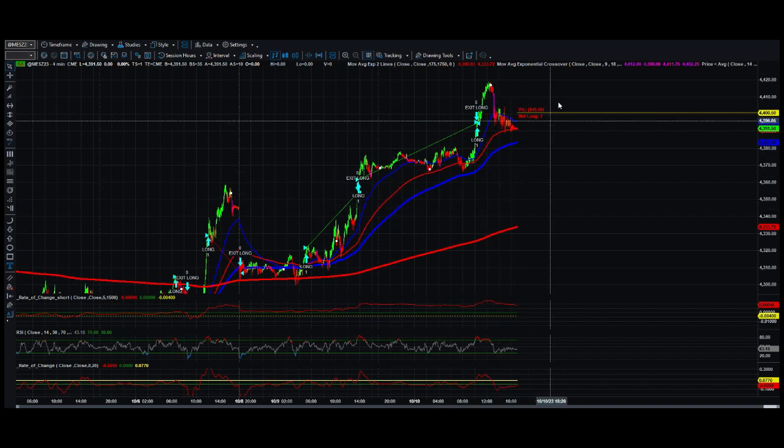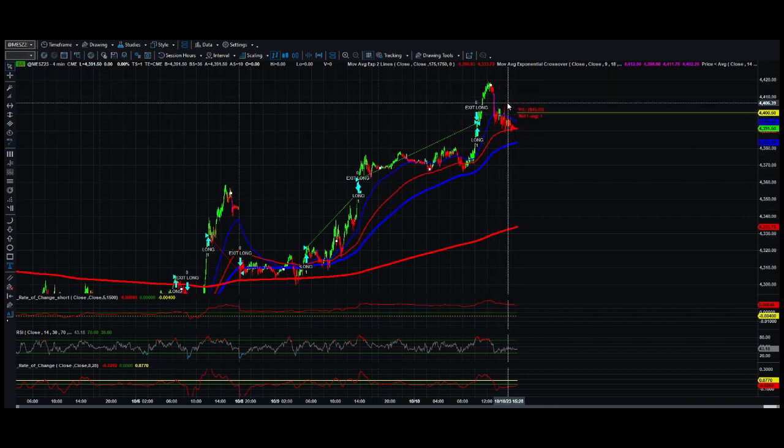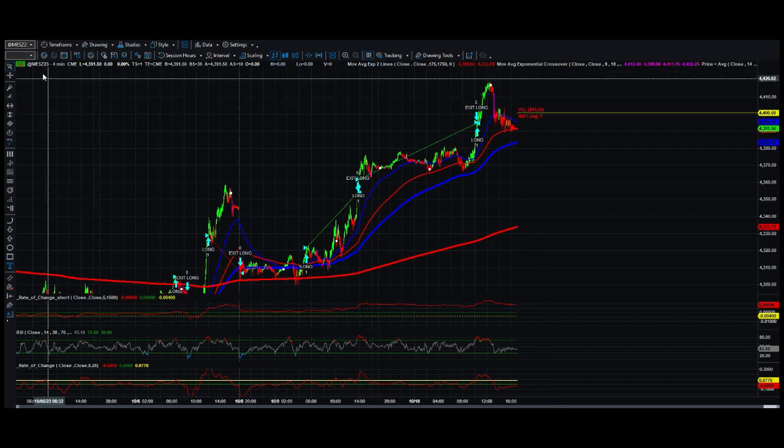This is live trading. We are right now losing temporarily $45. We are trading the micro S&P. Here you can see the trading symbol is MES, and this is the December expiration contract Z23.